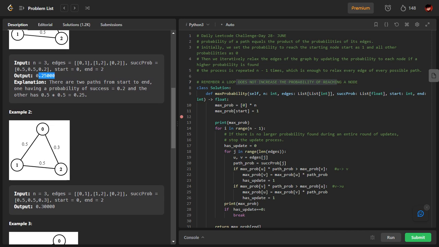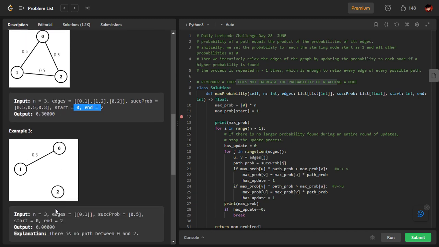And in this case, you can say start is 0 and end is 2. Again same values, 0.5 and 0.5. If you multiply that, you get 0.25. But from 0 to 2 directly it's 0.3. So 0.3 is greater than 0.25. So the answer is 0.3.